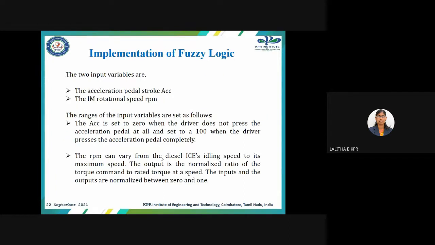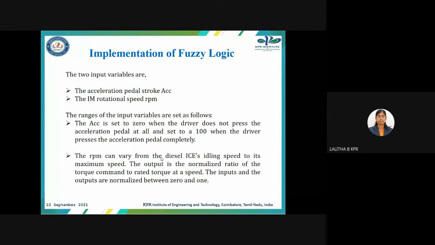The next one is the implementation of the fuzzy logic. The development of the fuzzy logic is based on the input-output membership function. We have two input variables here to implement the fuzzy logic. The first is the acceleration pedal stroke, represented as ACC, and the other is the rotational speed of the induction motor in RPM.